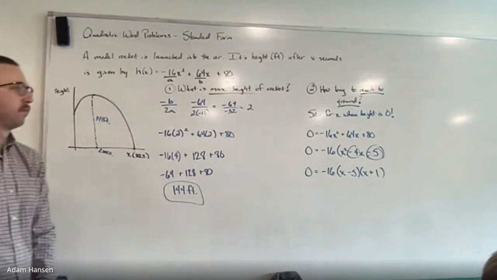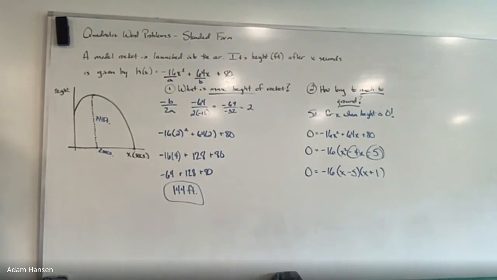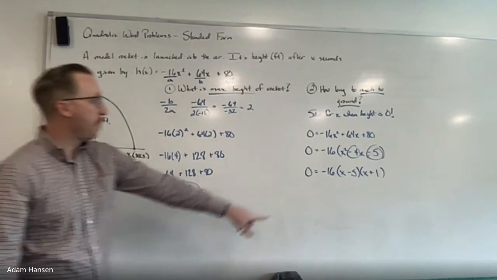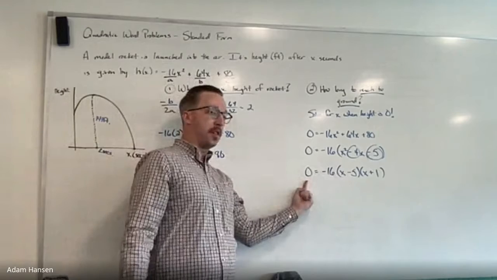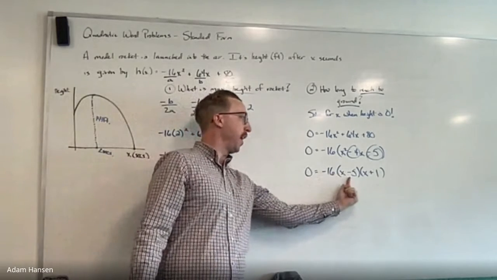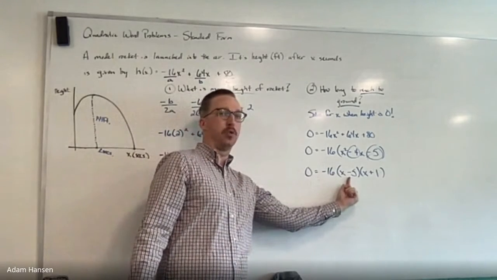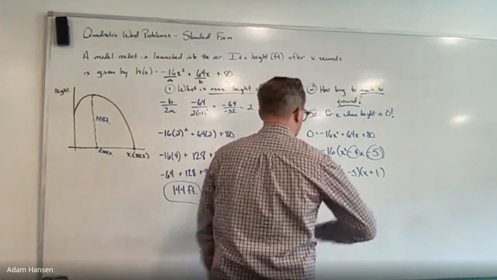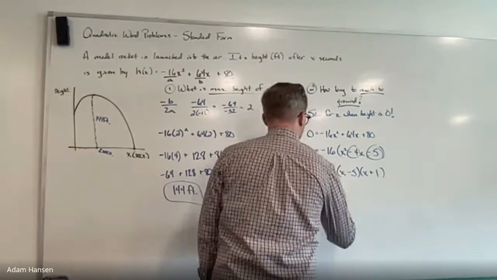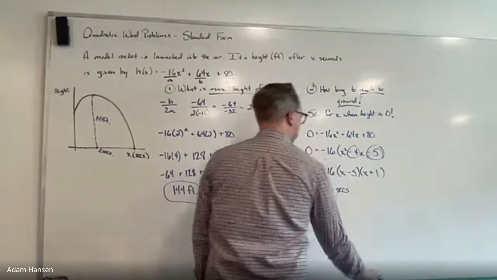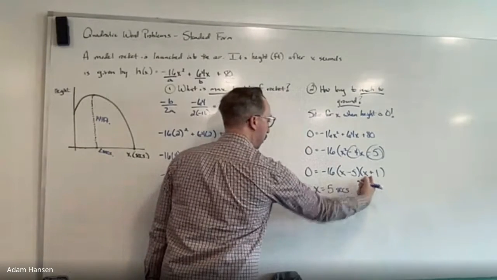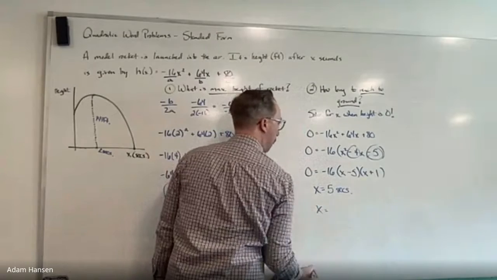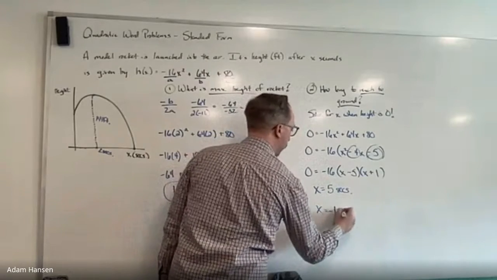So now let's think about how this is going to turn to 0. Because I want to know what number for x makes the whole thing equal to 0. What x value makes x minus 5 into 0? 5. So one possible answer is 5 seconds. The other, what number plus 1 is 0? Negative 1 seconds.